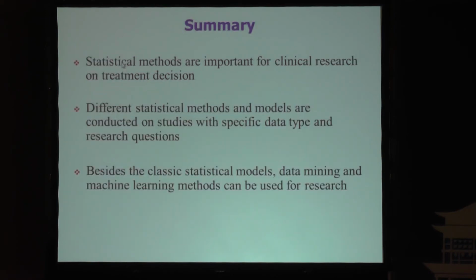Okay, some take-home messages. Statistical methods are important for clinical research and treatment decisions, and different statistical methods and models are applied to studies with specific data types and research questions. And besides the classic statistical models, data mining and machine learning methodologies can be used for research as well.